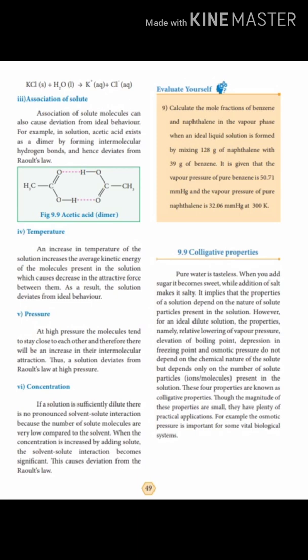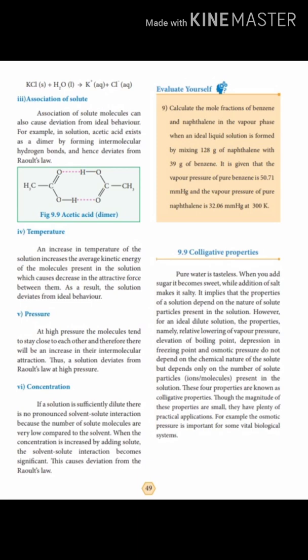The second one discusses dissociation of solute. A solute present in a solution may dissociate to give its constituent ions. The resultant ions interact strongly with the solvent and cause deviations from Raoult's law. For example, a solution of potassium chloride in water deviates from ideal behavior because the solute dissociates to give potassium and chloride ions, which form strong ion-dipole interactions with water molecules. Potassium chloride added to water gives K plus and Cl minus, interacting with the dipole moment of water molecules.